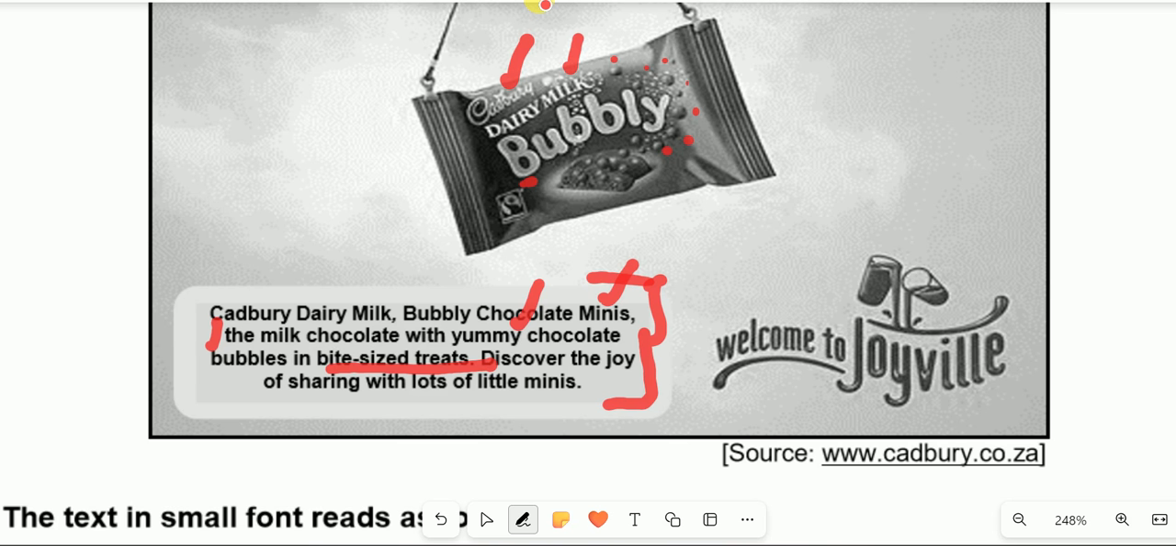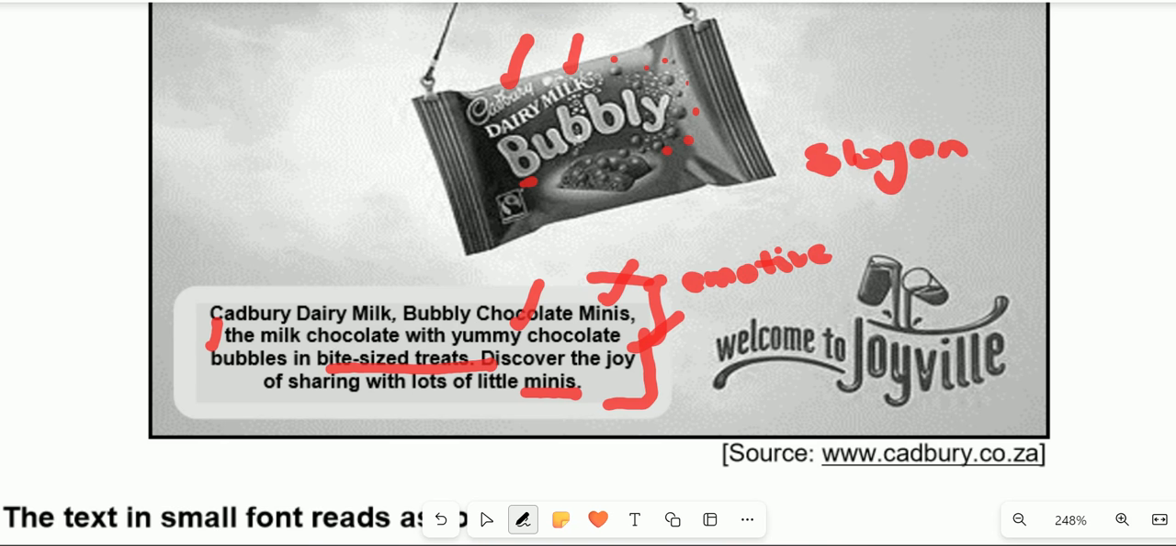Discover the joy. This is a bit of emotive language, because joy evokes emotion. Remember, I said you should be in a position to identify whether the advertiser has used persuasive language or emotive language, being a language that evokes emotions. Discover the joy of sharing with a lot of minis. This minis actually refers to what? To a chocolate. And then a slogan. Remember, a slogan is a short phrase that helps to sell a particular product or service. It says, welcome to Joyville.